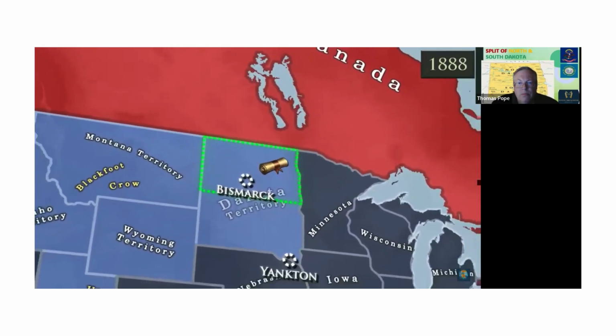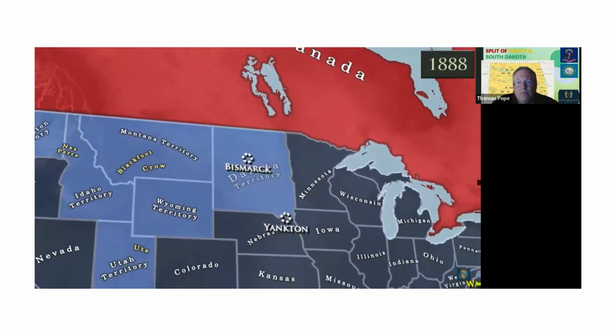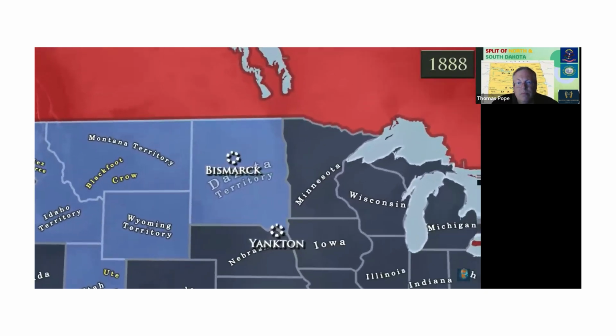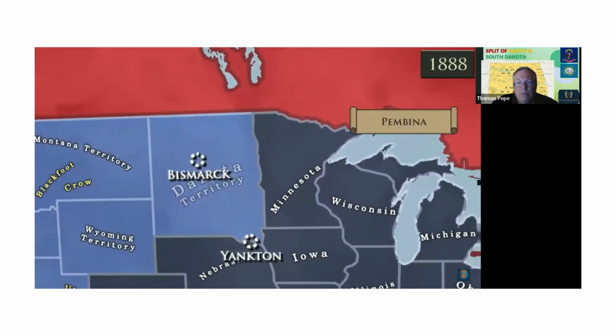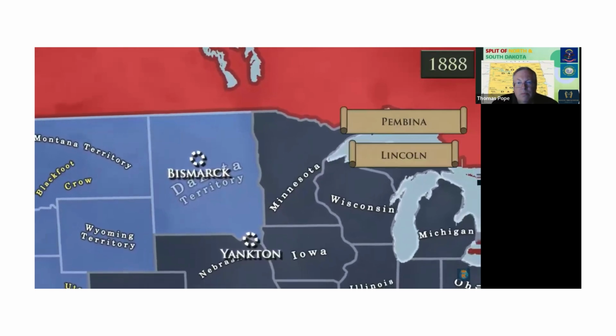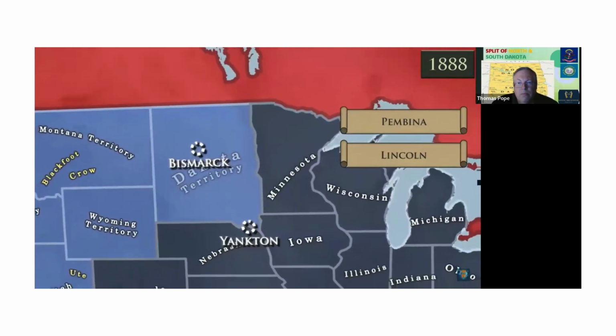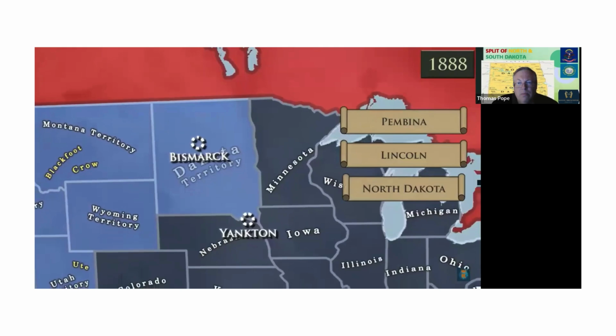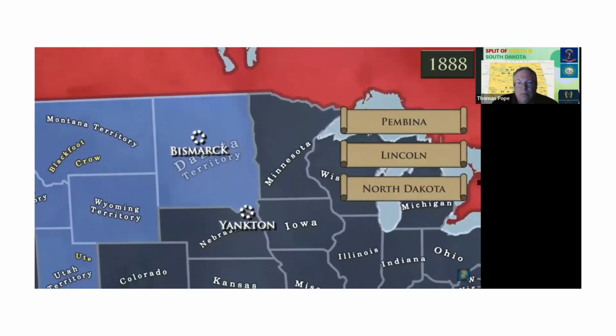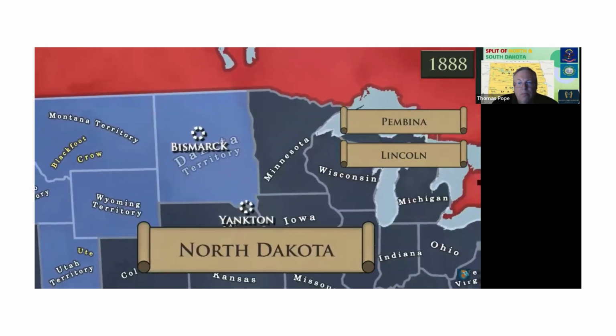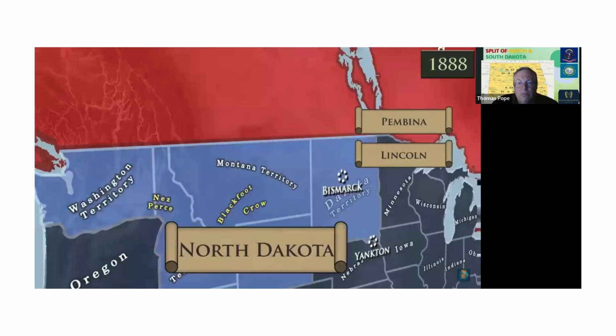Still, there might not have been two Dakotas. The Northerners considered a few other names as well. Pembina, after the original settlement, or Lincoln after the deceased president were considered. In the end, though, they decided that the Dakota name had become a valuable asset for their trading goods, and it wasn't worth the effort to change it.